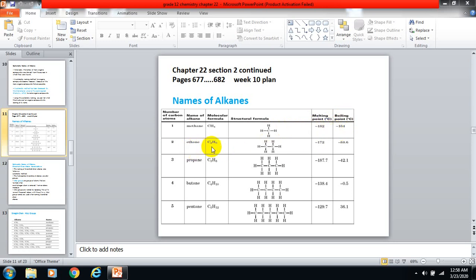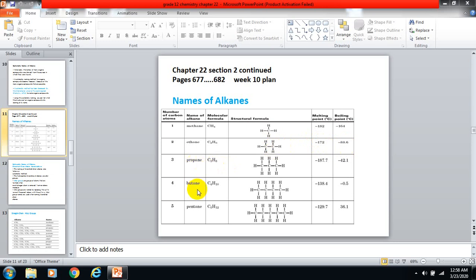Now the second one is ethane, C2H6, ethane, A-N-E. C2 means there will be 2 carbon atoms and 6 hydrogen atoms attached to both of them. Melting point is minus 172. Boiling point, BP, is minus 88.6 Celsius.